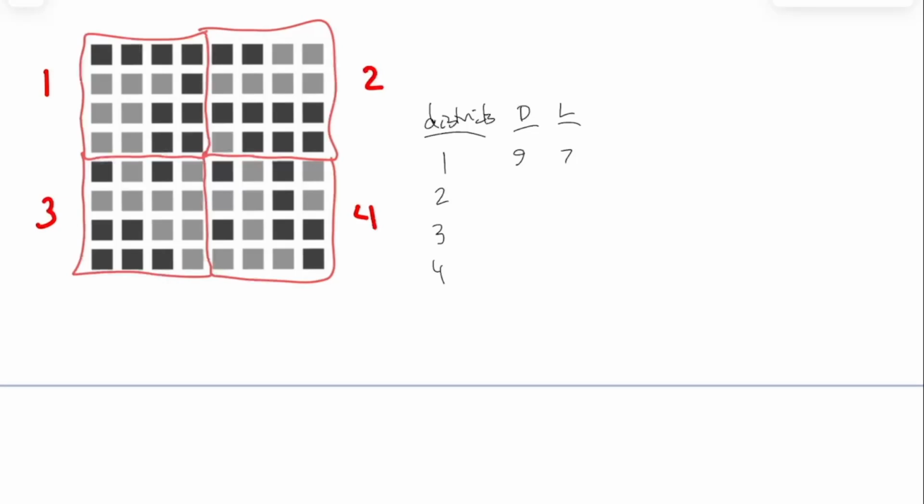In District 2 over here, the dark ones are 9, so this again is 9 and 7. In District 3, I have 7 dark and 9 light. And then in District 4, this is 7 dark and 9 light that way. All right? So these are the counts.